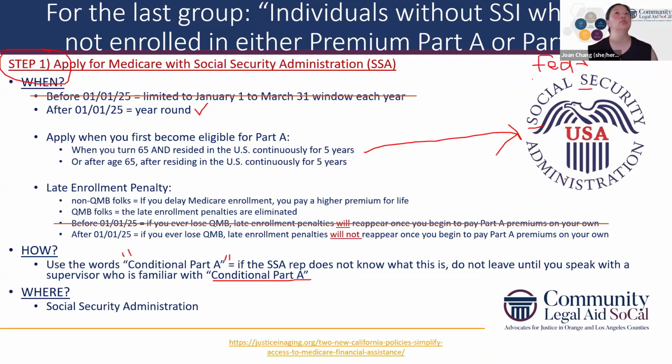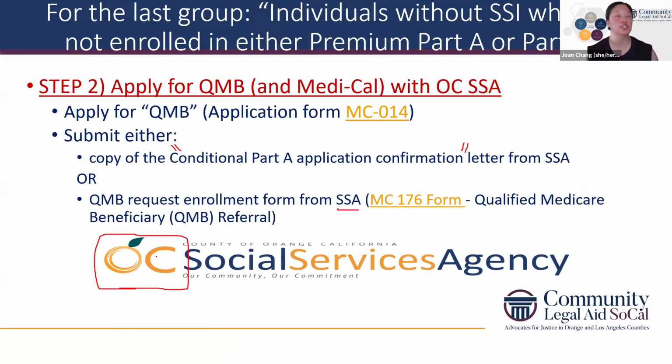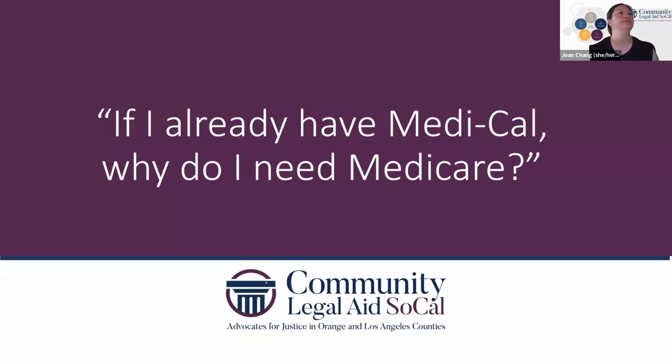So remember, step one, you're going to the feds. This is Social Security, the eagle. And step two, you're going to go to the orange, the fruit. So the two different agencies. This is the county agency, Social Security is the feds.